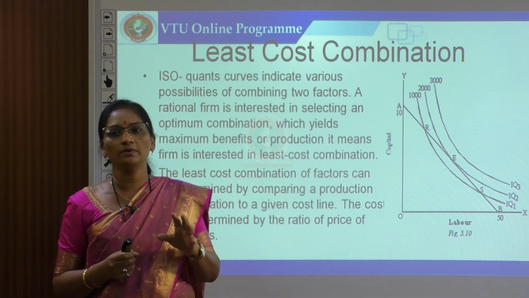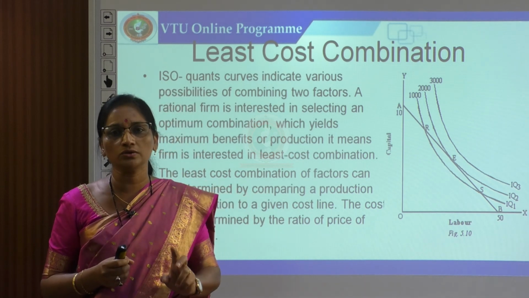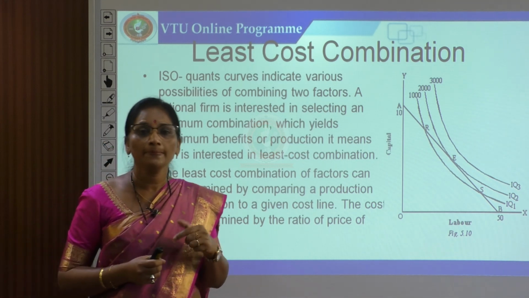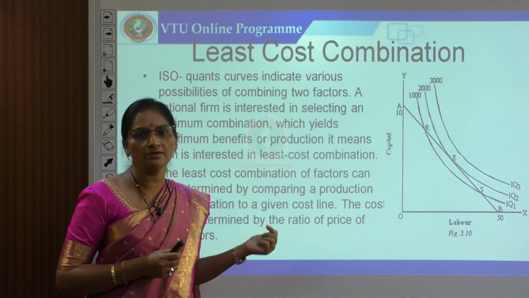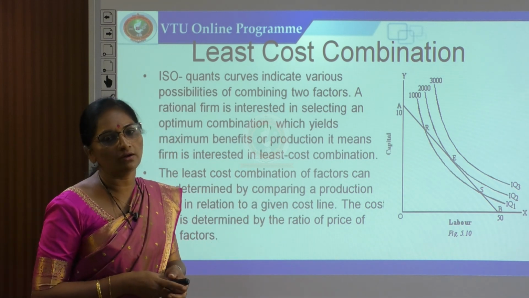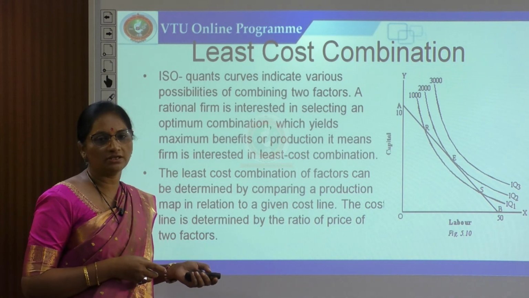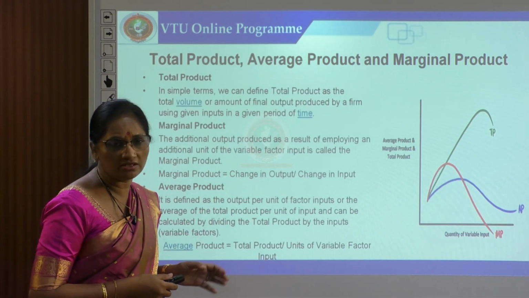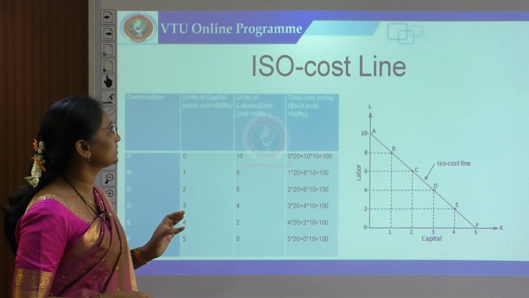Among the available combinations on the same budget line, they have to go with the best combination, which produces the highest level of output. In this way they can understand which is the best combination and choose that combination for production. So this has been given in economics as the least cost combination. Next, I would like to explain the short run production function.